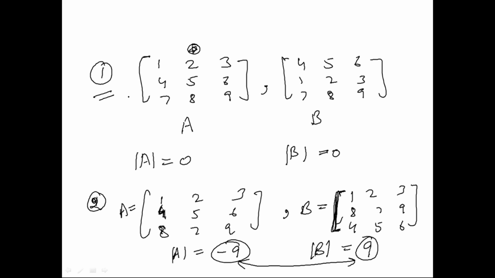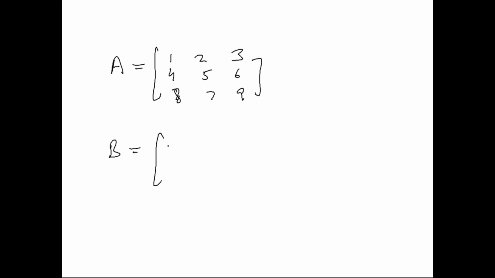Now let us get back to the first property. In the first property, we read it wrong. It is saying whenever a row is interchanged with a column, then the determinant of the matrix does not change. Let us try to prove that. Let us take A as 1, 2, 3, 4, 5, 6, 8, 7, 9, and let us take the transpose of this.